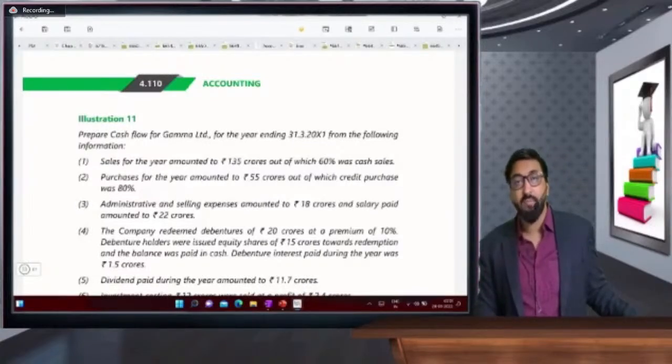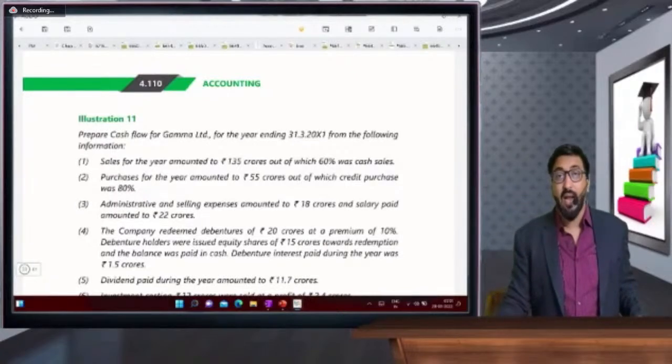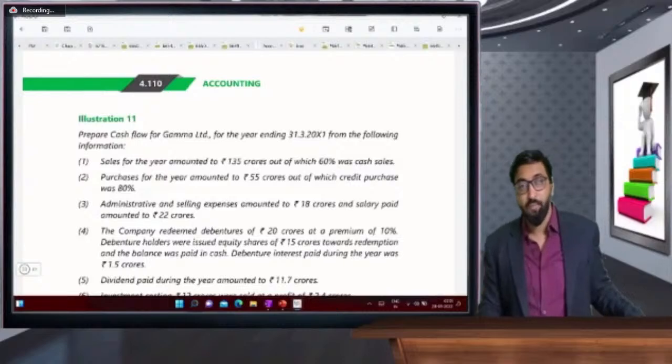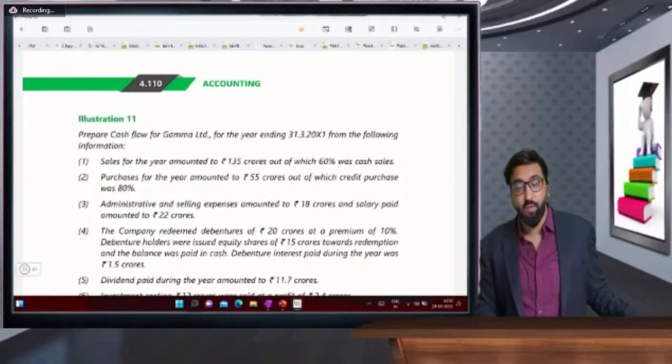And second, after that, working capital adjustments: we have to do that current assets increase or current liability decrease, it is outflow, and current assets decrease and current liability increase, it is inflow. And from that, we are getting the cash operating profit. And after that, we calculate the cash flow statement.